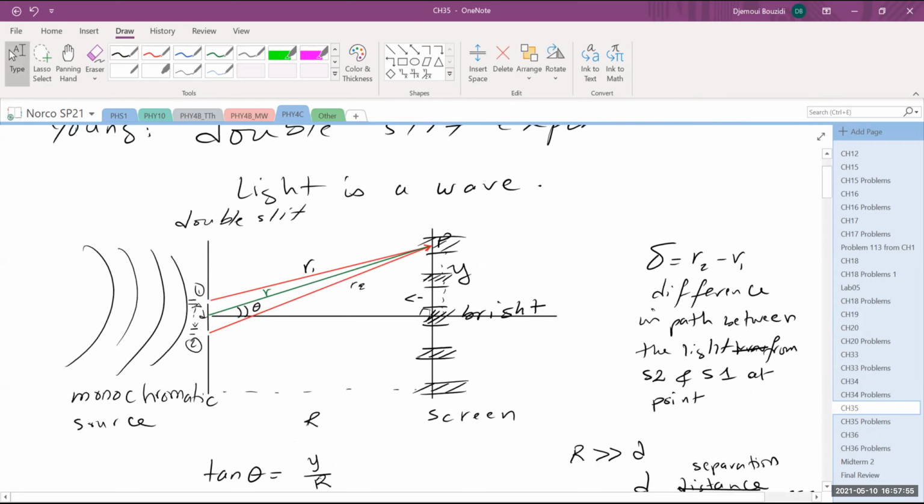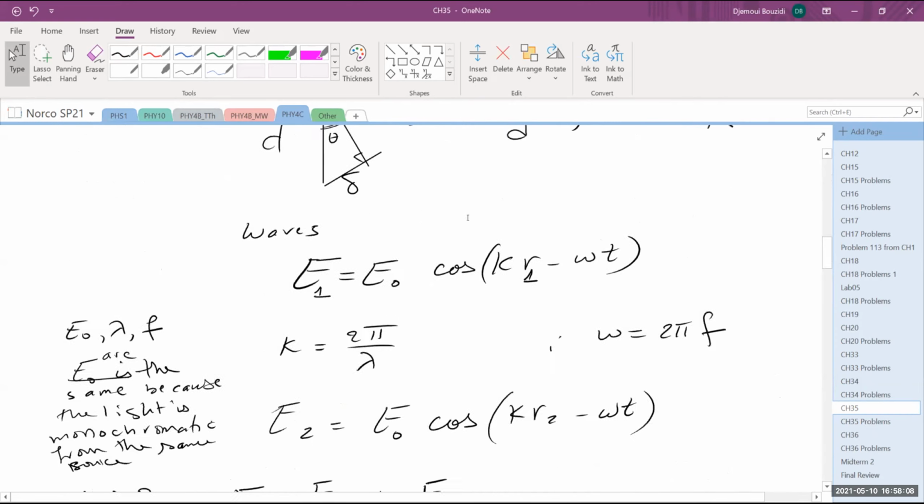Okay. The central one is going to always be bright, and then the next ones, they come in pairs, okay? The dark fringes are always going to be coming in pairs, no matter what. So if you have 2 in here, you have 4 in here, you have 6, and so on and so forth, okay?